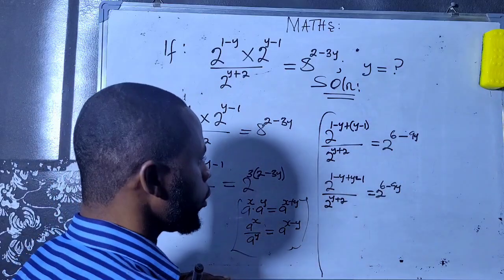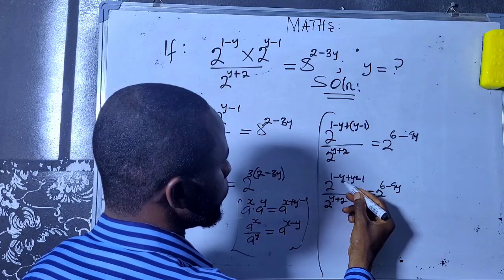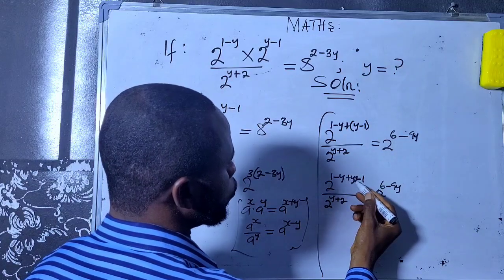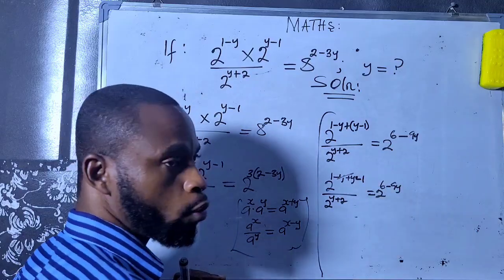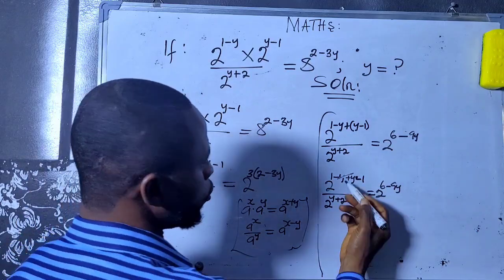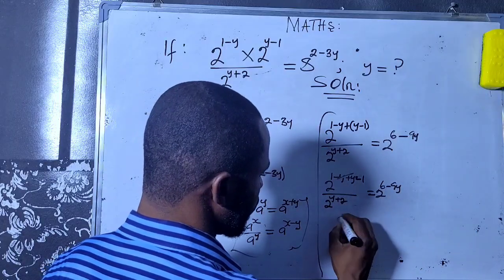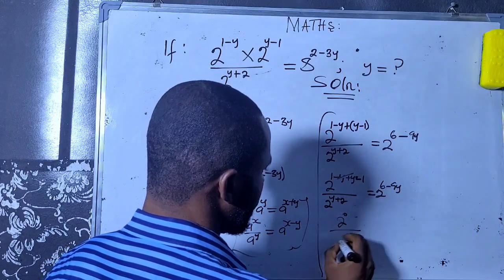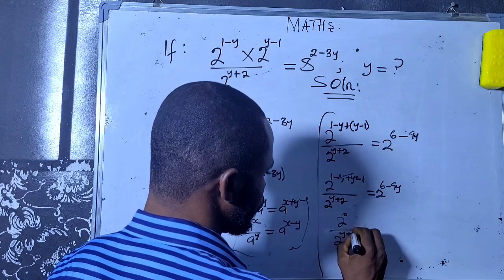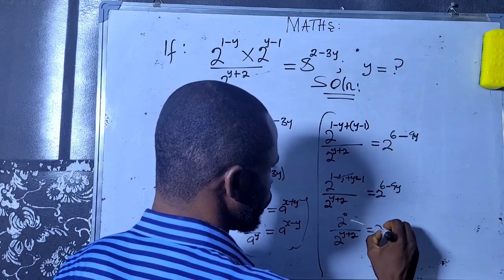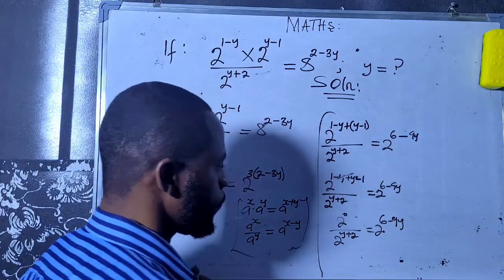Then here in the numerator, you can see that we have 1 minus y plus y, which is 0. Minus y plus y is 0, and as such, 1 minus 1 is also 0. Then we have in the numerator 2 to the power of 0, divided by 2 to the power of y plus 2, equals 2 to the power of 6 minus 9y.